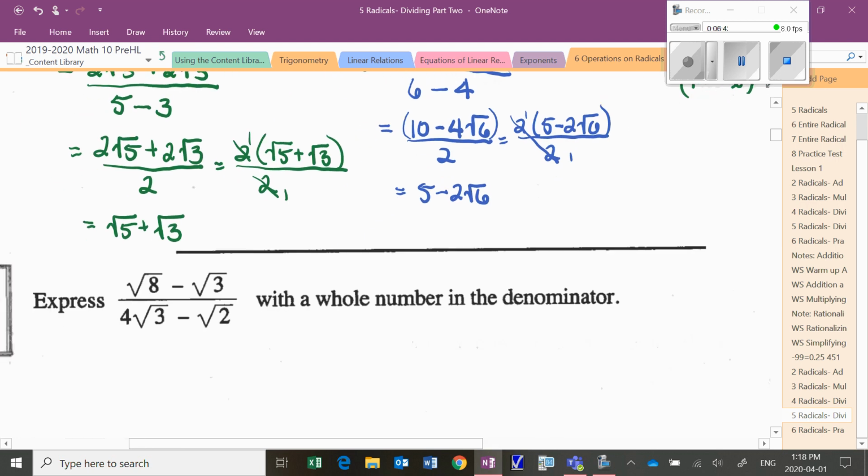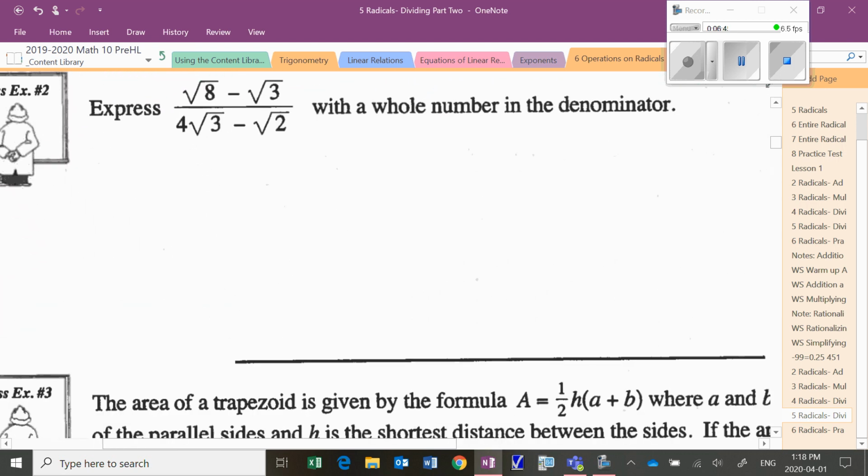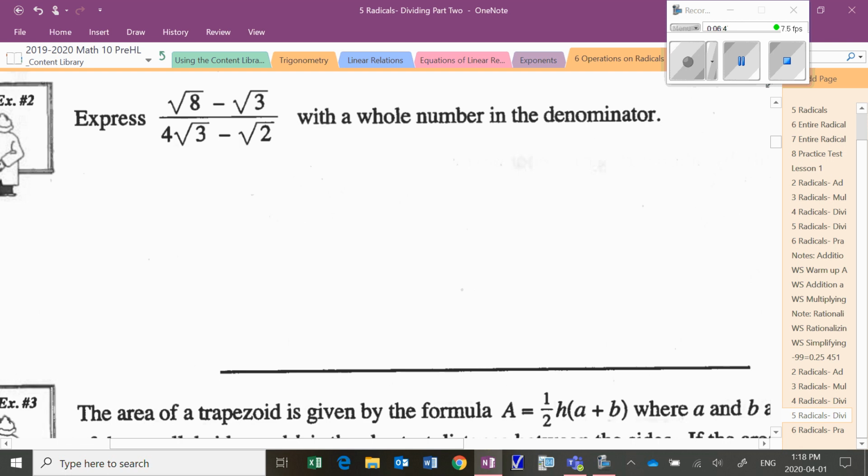Okay, so if we take a look then at class example number 2, and it says to express root 8 minus root 3 divided by 4 root 3 minus root 2 with a whole number in the denominator. So again, resist that temptation to do anything with the root 3's or anything with that root 8 and that root 2, because this is subtraction. So you can only reduce factors, not terms. So if you're tempted, put brackets on it. It's an all or nothing.